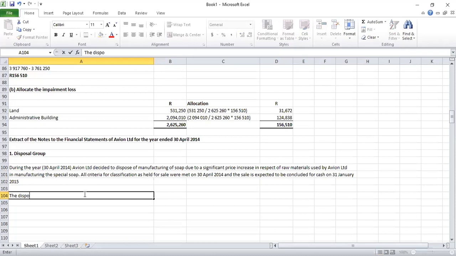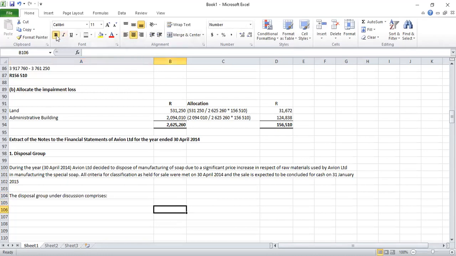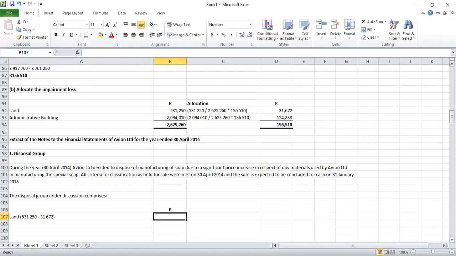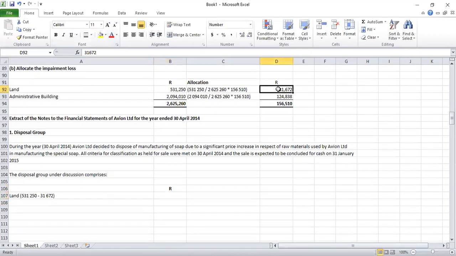The disposal group under discussion comprises land. Right, the land will take the carrying amount, which was 531,250. Then we subtract the impairment, which was allocated, 31,672. What do we get? The impairment that we allocated here would subtract from the carrying amount that we had before the classification. 499,578.